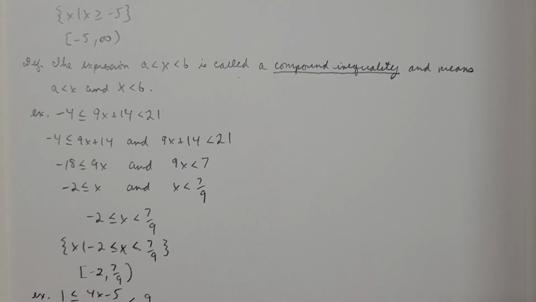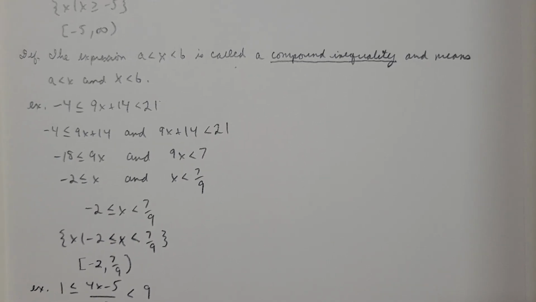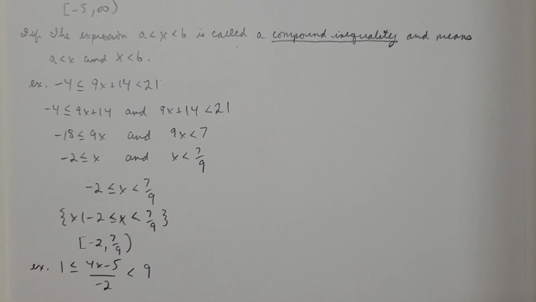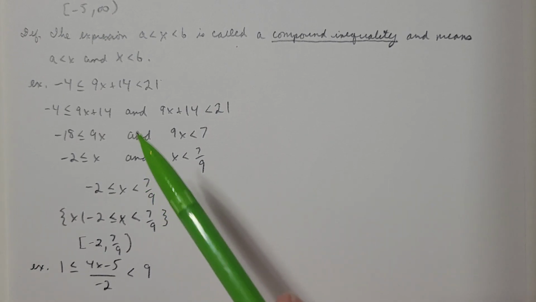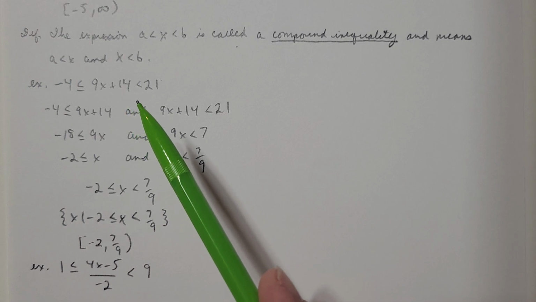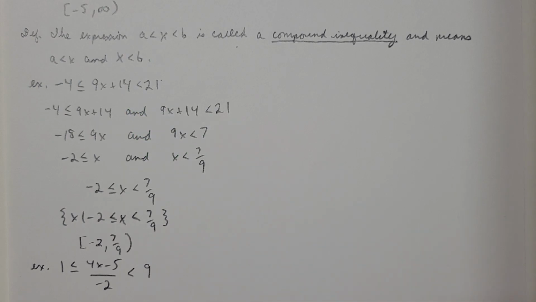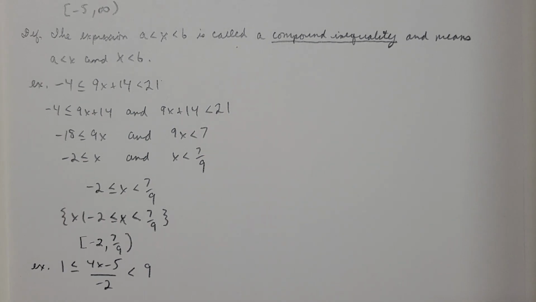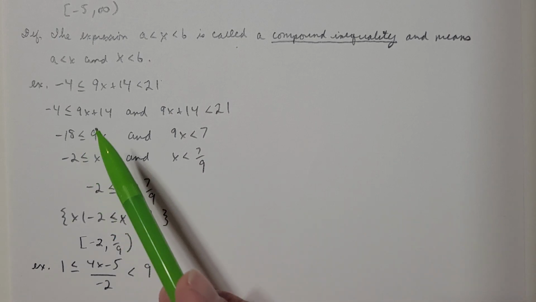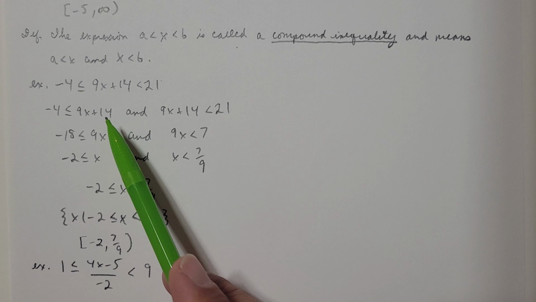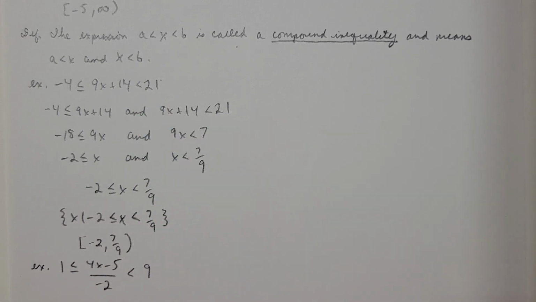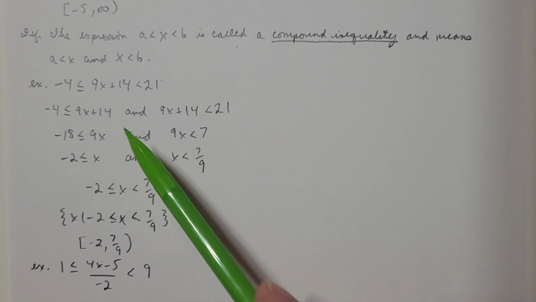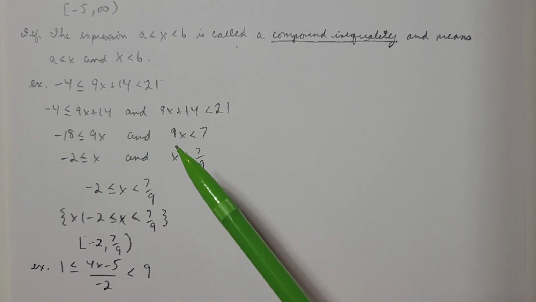So let's go ahead and look at some examples of that. What if I want to solve the inequality given by -4 less than or equal to 9x plus 14 less than 21? Solve for x. Okay. Well, let me go ahead and split the compound inequality into two inequalities. You don't have to split it. I'll comment on that at the end. But if I do here, I have -4 less than or equal to 9x plus 14 and 9x plus 14 less than 21. And the idea with splitting it is because then I can focus on each inequality individually.